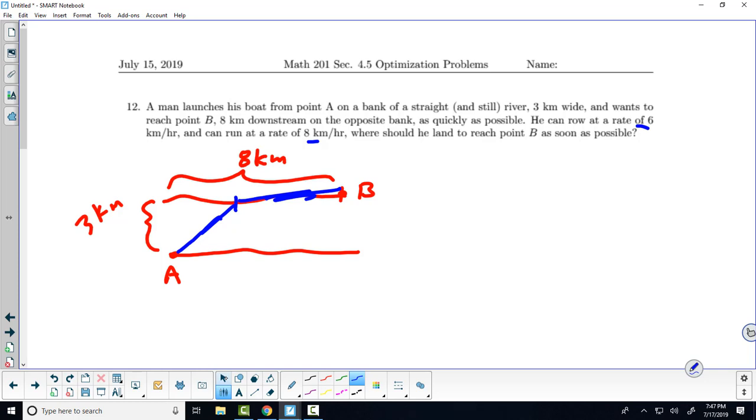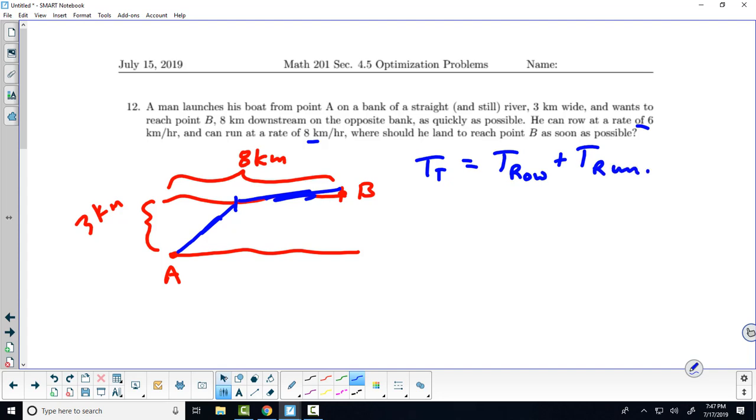And again, I don't know, maybe you could come up with this problem on your own, but I think it'd take you several hours to answer this question on your own. So I'm just going to show it to you. All right. The total time that you spend is equal to the time that you spend rowing plus the time that you spend running.